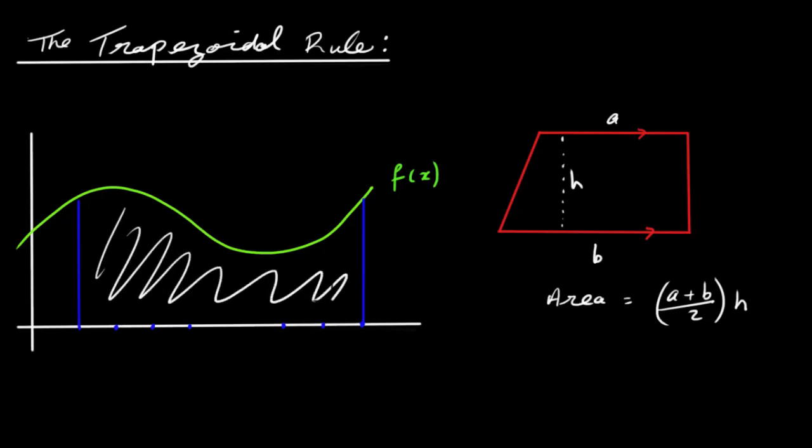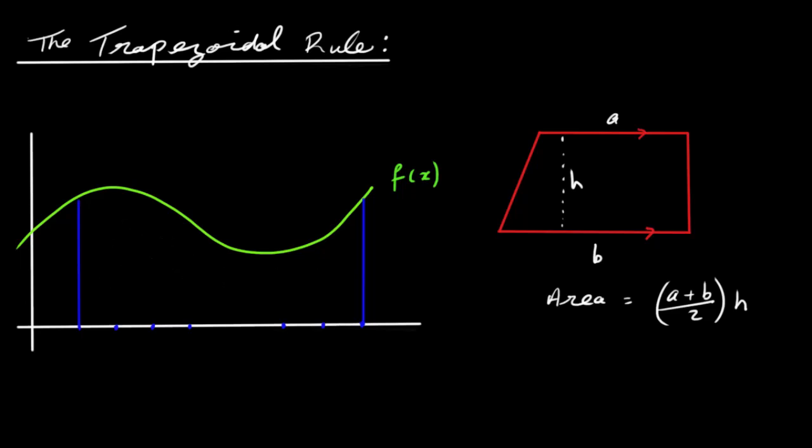What we're going to do here is find, or approximate anyway, the area underneath this curve between these two blue lines here. We're going to make trapezoids, find the area of each of those trapezoids, add them up, and that will approximate the area underneath our curve.